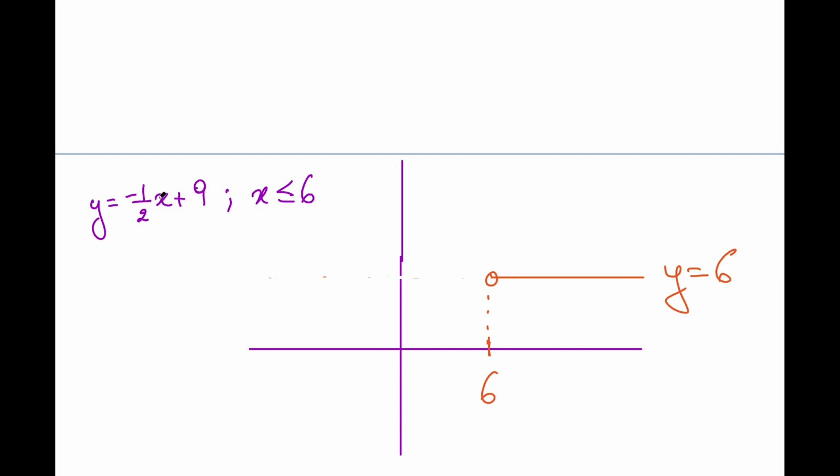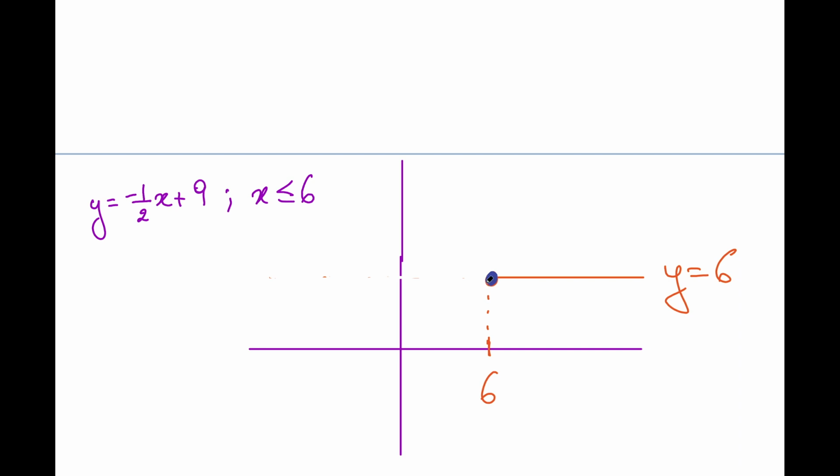Well, when x is 6, that's going to be minus half times 6. What's minus half times 6? It's minus 3, right? So one more time, when x is 6, that's minus half times 6, which is minus 3, plus 9. Minus 3 plus 9 is 6, right? So the function is going to output 6 when the input is 6, because we just did the calculation.